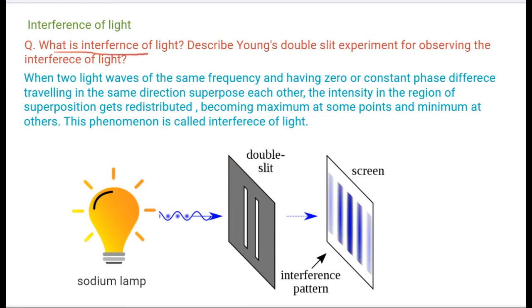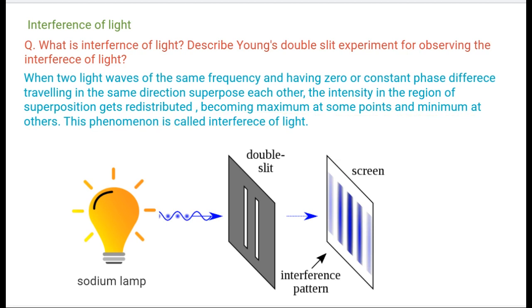So, what is interference of light? When two light waves of the same frequency and having zero or constant phase difference, traveling in the same direction, superpose each other, the intensity in the region of the superposition gets redistributed, becoming maximum at some points and minimum at others. This phenomenon is called interference of light.